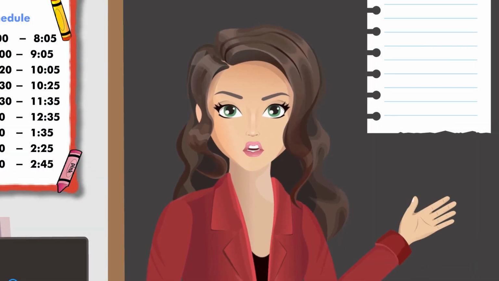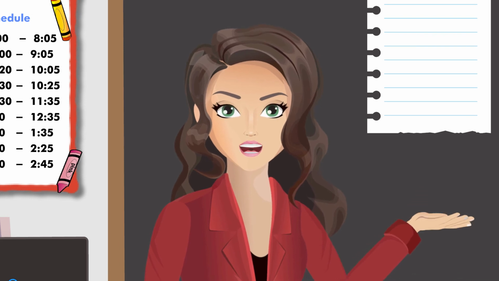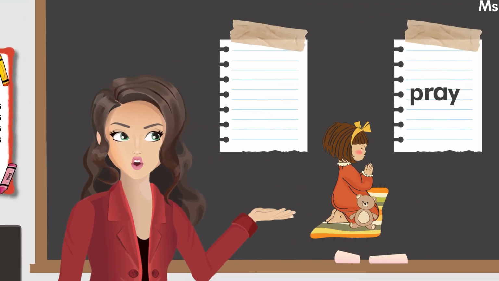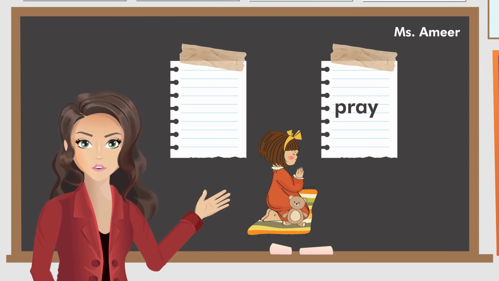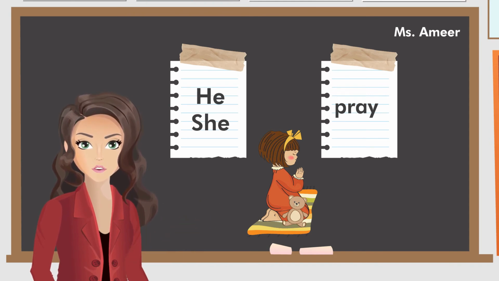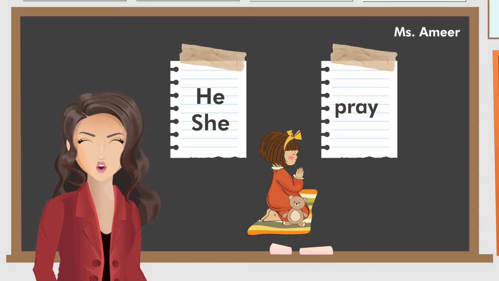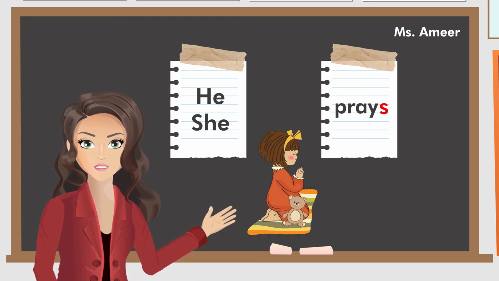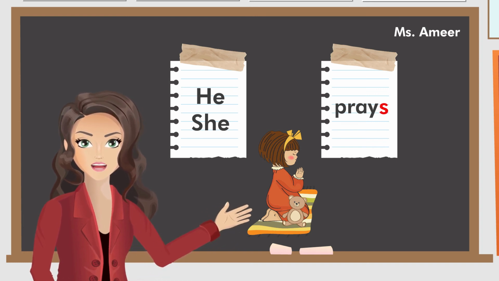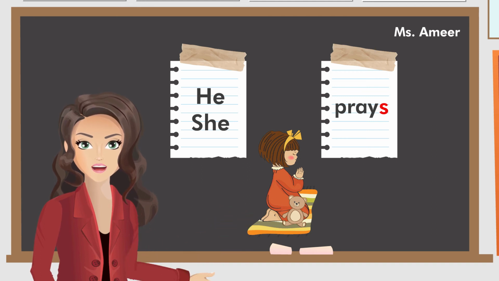Now it's your turn to practice. Can you tell me the correct ending for the verb pray when used with a pronoun he or she? Go ahead. Louder, please. That's right. You would say he prays, she prays. Great work.